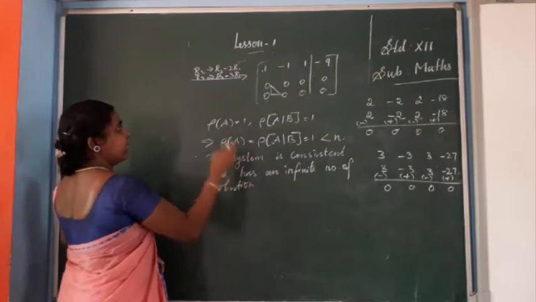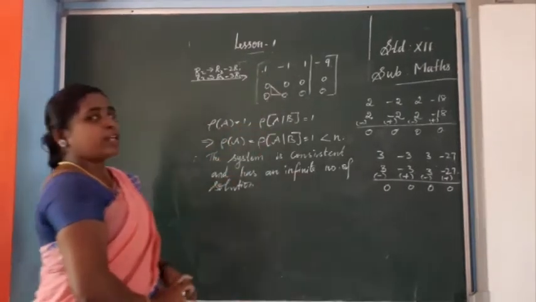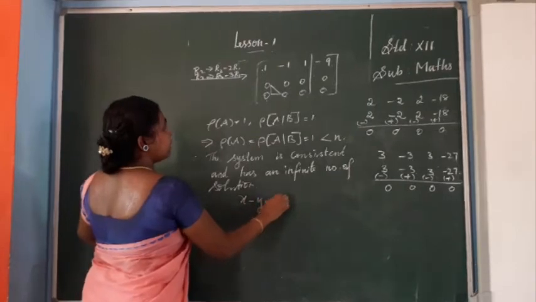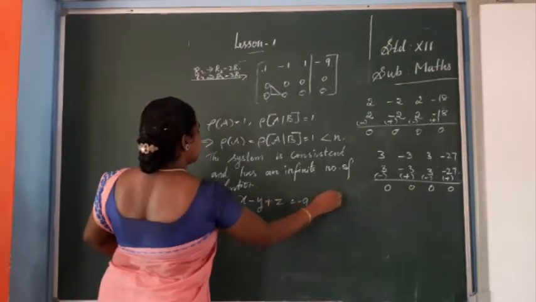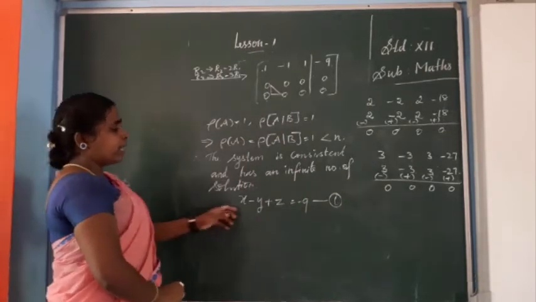Okay, now you see the matrix. You have to form the equation. So 1 into x is x, minus y plus z equal to minus 9. This is equation 1. The remaining rows are 0. Now you have to see carefully.